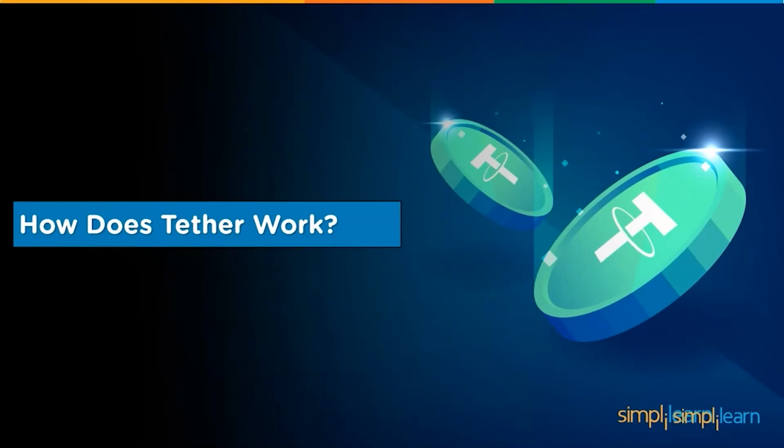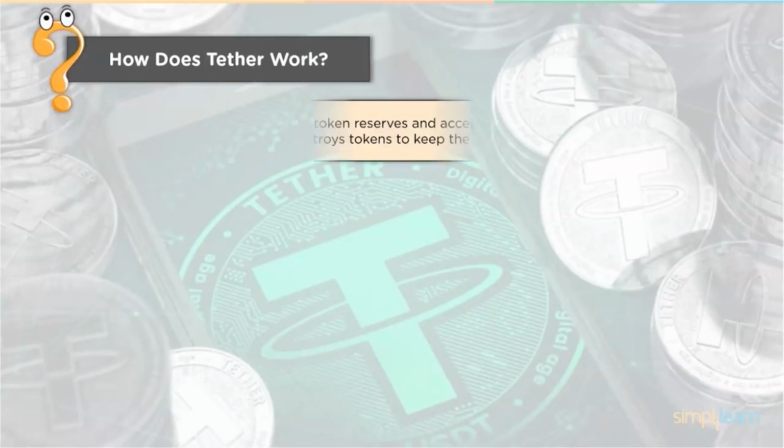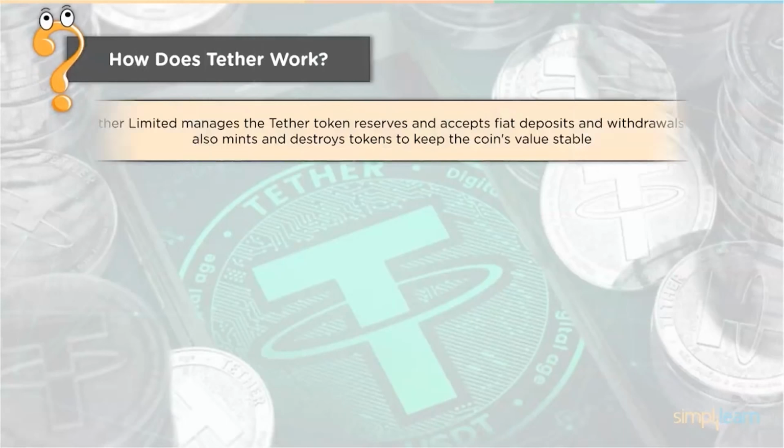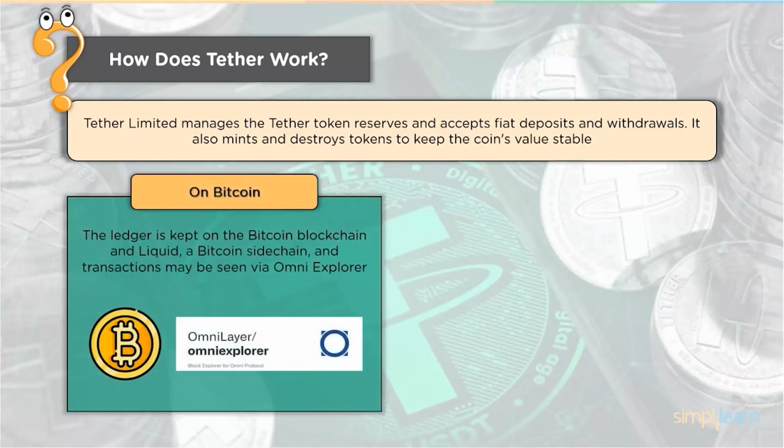Now, let's look into how Tether works. Tether Limited manages the Tether token reserves and accepts fiat deposits and withdrawals. It also mints and destroys tokens to keep the coin's value stable. Tether on Bitcoin was created on the Omni layer, a Bitcoin blockchain-based system. A ledger is kept on the Bitcoin blockchain as well as Liquid, a Bitcoin sidechain, and transactions may be seen via Omni Explorer.